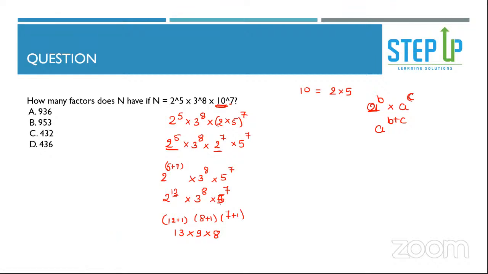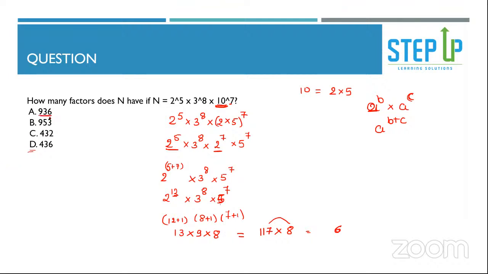What would be your answer? 13 into 9 is 117. 117 into 8. All right. Now you can multiply 117 into 8 and try to get the right answer. But what I will do here is, I know 8 into 7 is 56, so my unit digit will be 6. It cannot be 436 because 117 into 8 will be much, much larger than 400. So the answer has to be on a larger side.